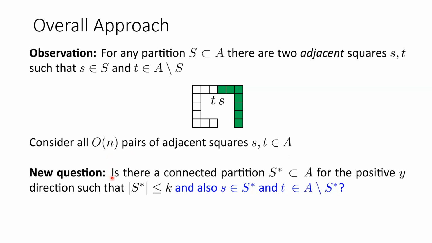So this is a refined question where we say, is there a valid partition where also S is part of the partition S star and T does not belong to the partition? So by trying all the options, we will answer the original question. By the way, this is a slightly different approach from the paper where we only fixed S, and this just slightly simplifies things for us. So from now on, I will focus on the new question with a restriction of an S and T.